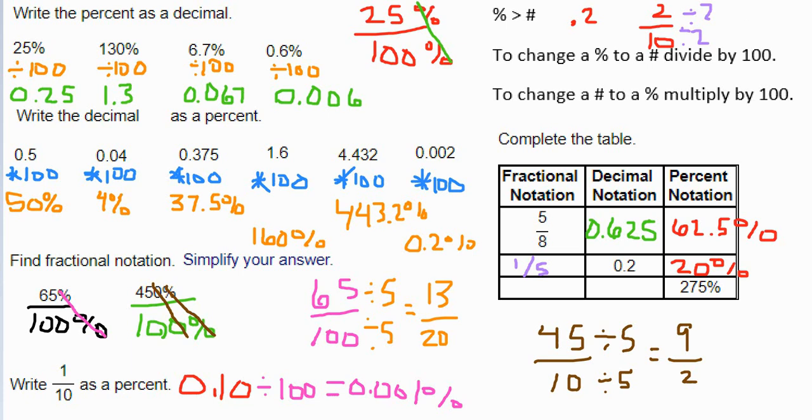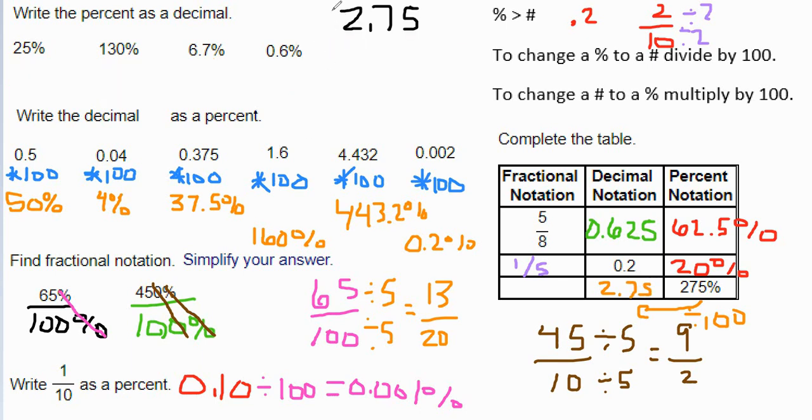And this last one is 275%. We divide by 100 to change it to a decimal. That would give us 2.75. So 2.75, which is there at the top, we would write 2 and 75 over 100. You probably will recognize that 0.75 is the same thing as 3/4. So we have 2 and 3/4. And in case you want this as an improper fraction, we would do 4 times 2 and then add the numerator. So 4 times 2 is 8. 8 plus 3 is 11, and we would end up with 11/4 for our fraction notation.